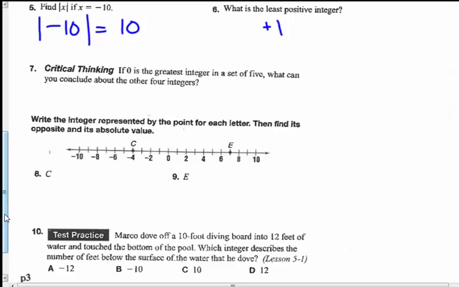Number 7, if 0 is the greatest integer in a set of 5 integers, what can you conclude about the other 4 integers? So 0 is the biggest. Oh, they must all be negatives, right? For instance, I'm counting by negative 2 here. So the 4 other integers must be negative.